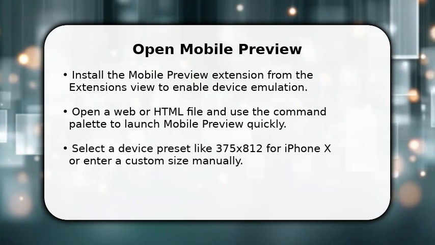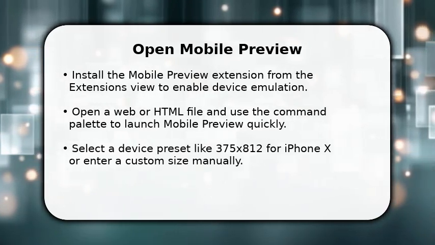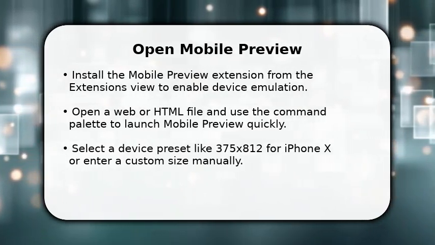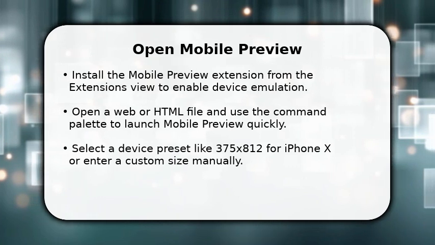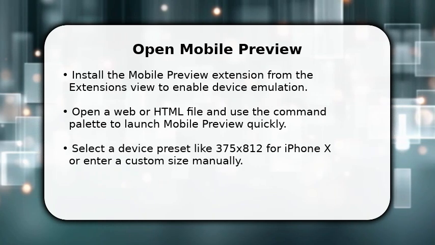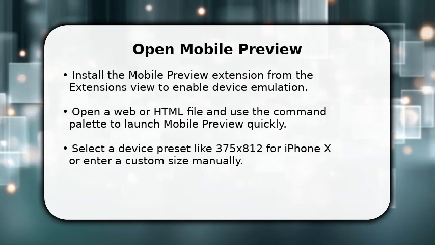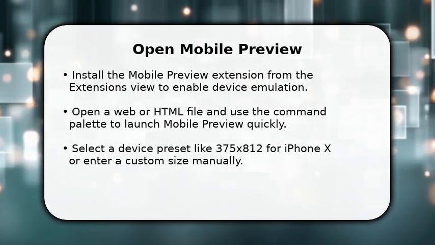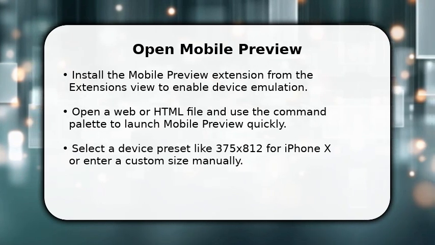Start by installing the Mobile Preview extension from the Extensions view in Visual Studio Code. After installation, reload the window to activate the extension and add it to your workspace. Open the HTML or web file you want to preview and save any changes before launching Mobile Preview.